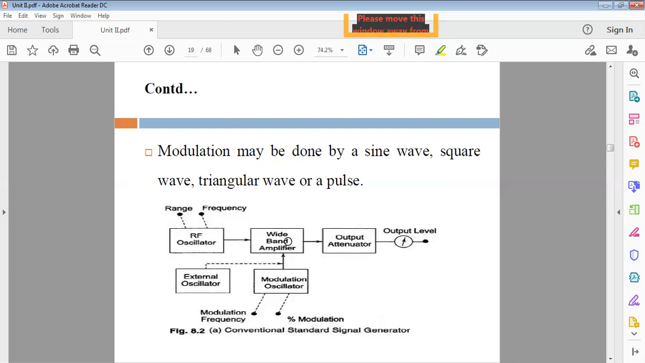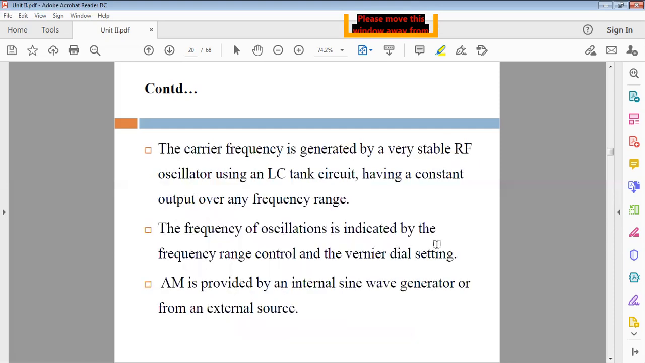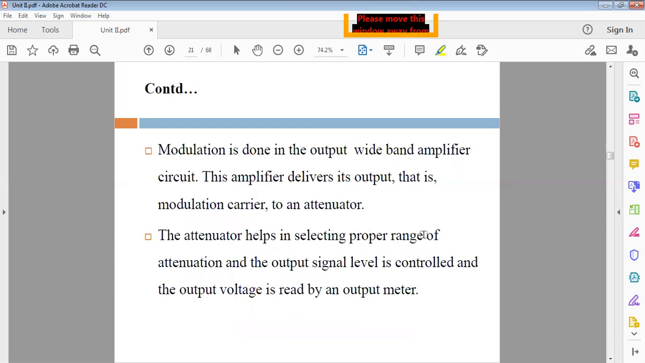In the wideband amplifier, we have an internal oscillator or external oscillator which is used to perform amplitude modulation or frequency modulation. After performing amplitude modulation or frequency modulation on the carrier signal generated from the RF oscillator, the wideband amplifier will generate an output signal, a modulated carrier signal, to the output attenuator. Here the output attenuator will attenuate the level of the output signal, and the output level, whatever the voltage measured, will be indicated in this output meter. So this is what we have discussed.